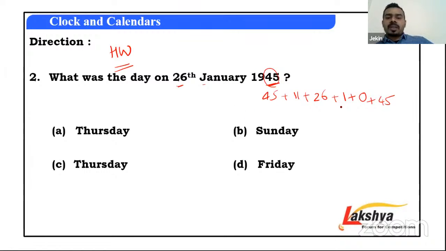Okay, so basically, you added the total, so what came? 90 plus 26, 11 plus 1, 12, 12 plus 26 is 38. No, 90 plus 38, 128 will come. You will divide that by 7, and similarly you will solve it further.